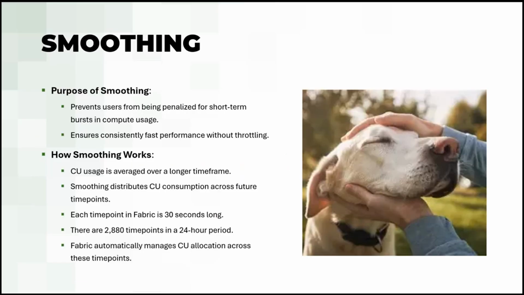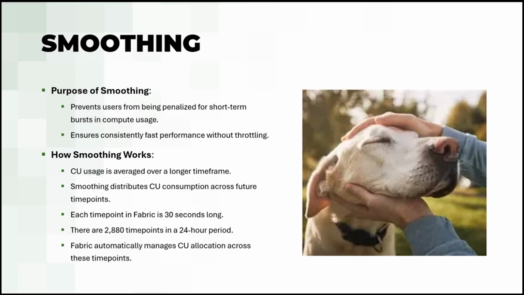Smoothing is where we grab that persistent load and calm it down, and then we smooth it across the rest of the day. So we're settling down on that bursting. But we are borrowing on that capacity, so here we're spreading it out throughout the day. The purpose is that we prevent users from being penalised, but we ensure that we've got consistent fast performance without every problem. Again, that's the dream.